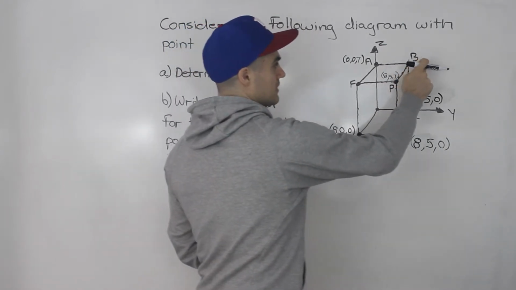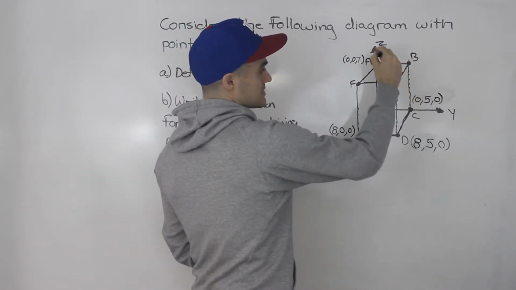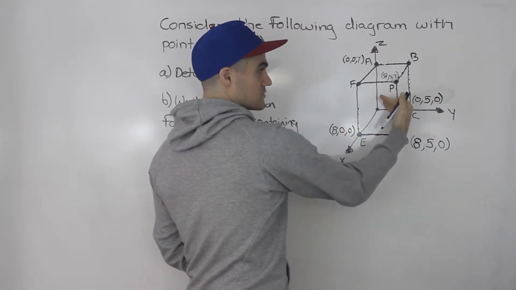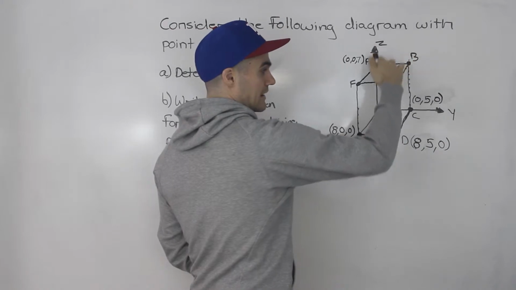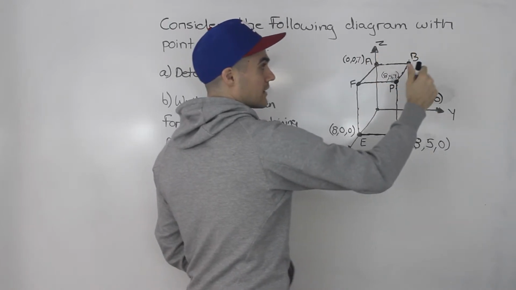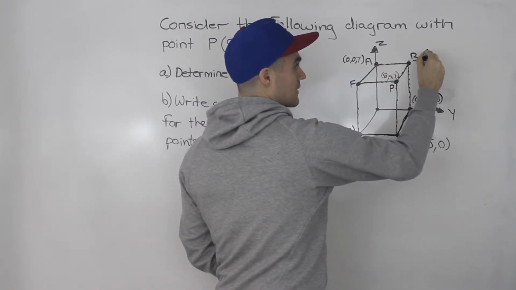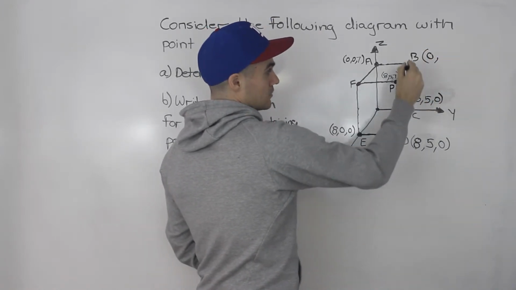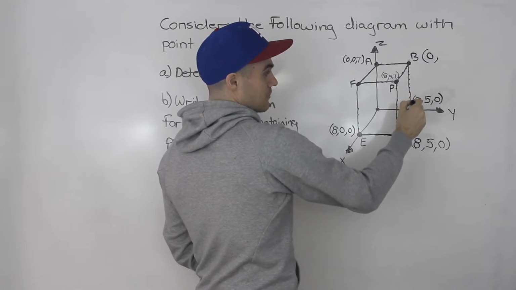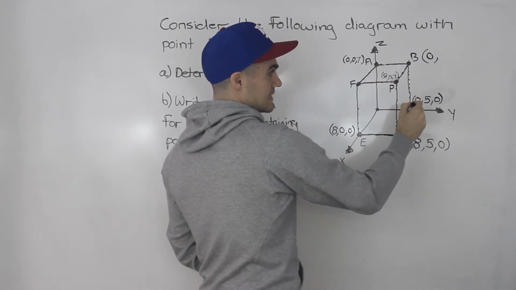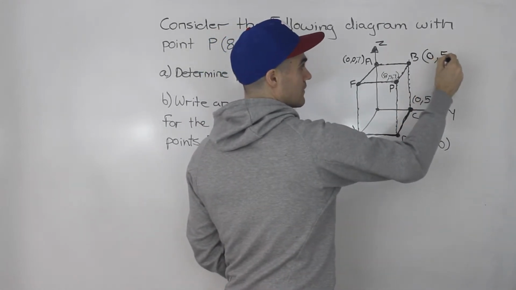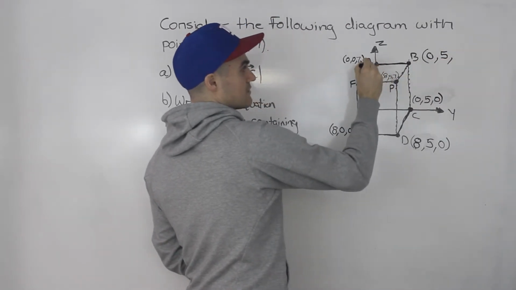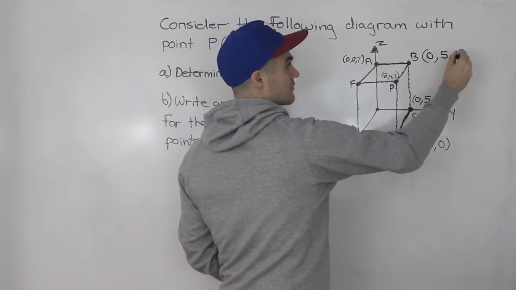What about this point B here? Well, notice point B is on the YZ plane, right? So the x values are 0 for anything on the YZ plane. So we know that the x value of B is going to be 0. We know that the y value of B is going to be the same y value as C. So we know it's going to be 5. And then the z value is going to be the same here. So it's going to have the same z value as A, which is 7.